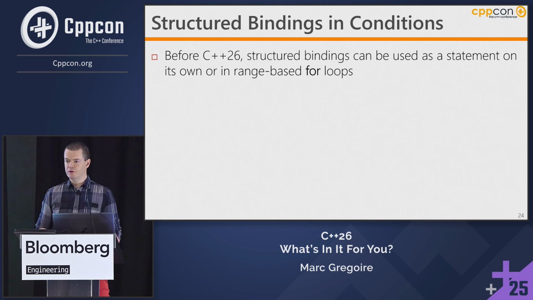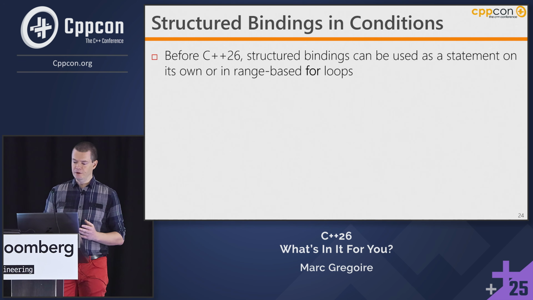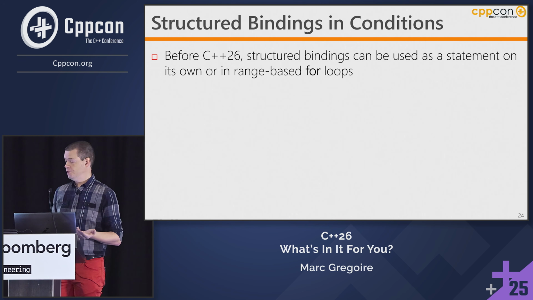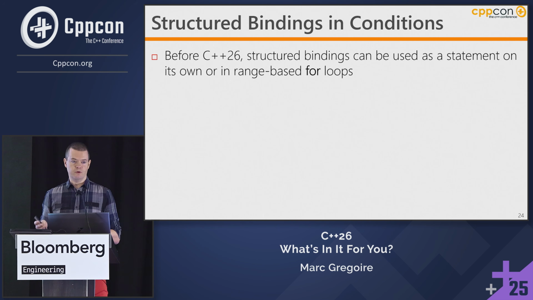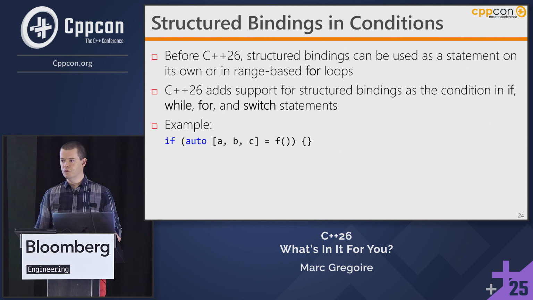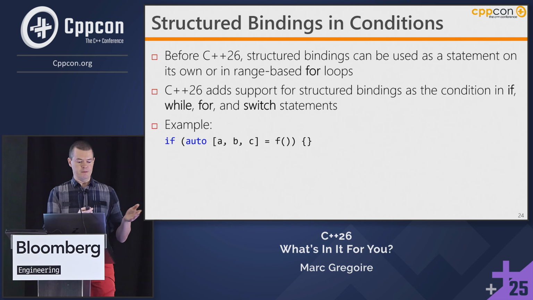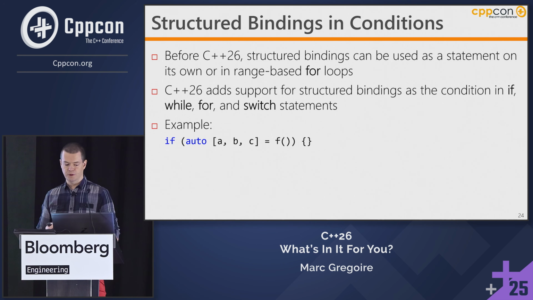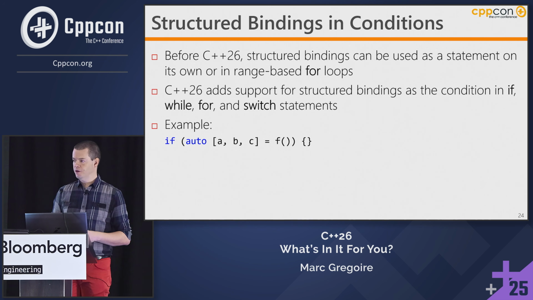A second structured binding improvement in C++26 is that you can now use them in conditions. Before, they could only be used as a statement on their own or in range-based for loops. But now you can use them in the condition of an if statement, a while statement, a for statement, and switch statements. Let's look at an example. So here we have a function f, and the return type of f can be decomposed into a, b, c. And with C++26, we can decompose the result of f into a, b, c, and at the same time, check the condition. Of course, this only works if the return type from the function f implements an operator bool.